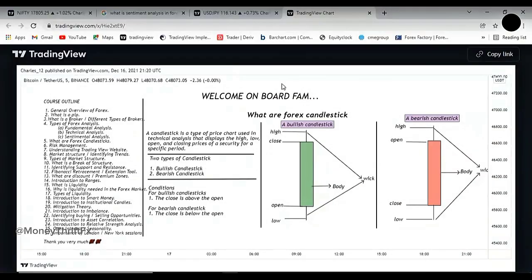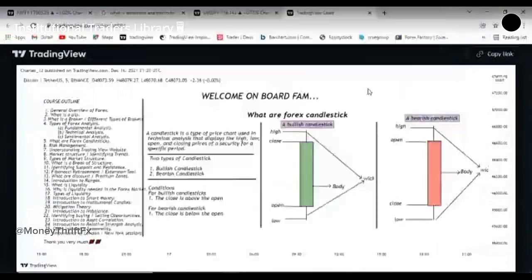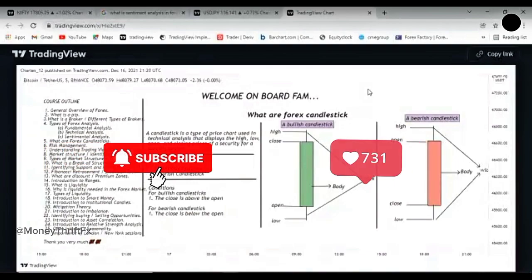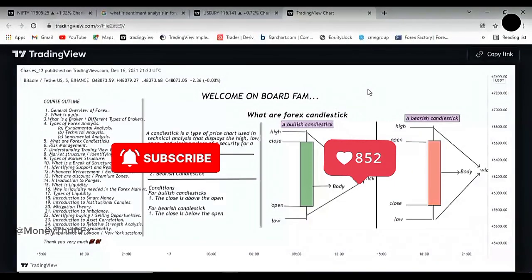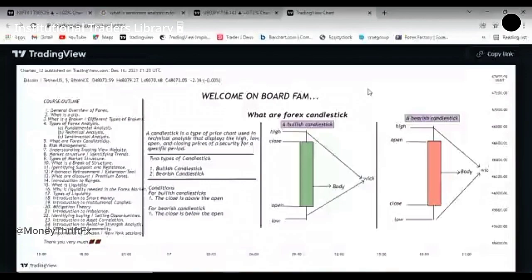So what are forex candlesticks? A candlestick is a type of price chart using technical analysis. Take note, candlesticks majorly use technical analysis. It displays the high, low, open and closing price of a security. What security simply means is just an asset, whether it's EUR/USD, NZD/USD, NGN/USD, and all of that. So they display the high, low, open and closing prices of a security asset for a specific period.